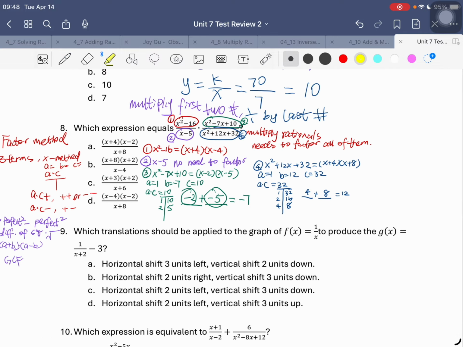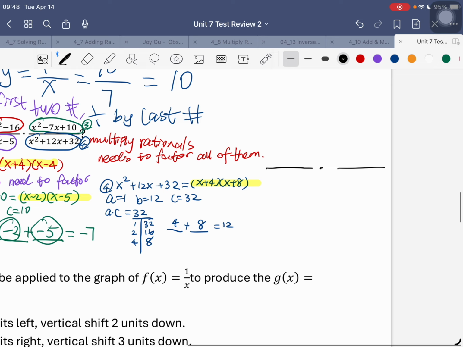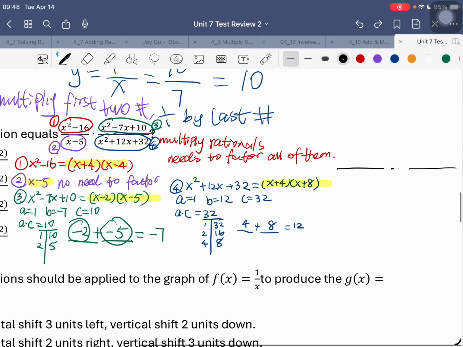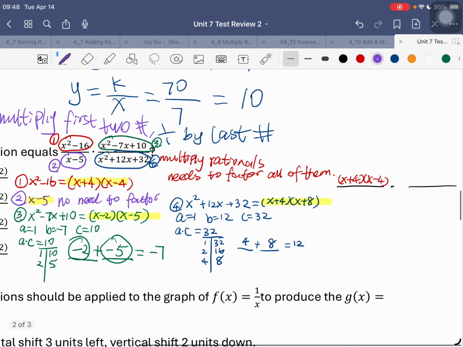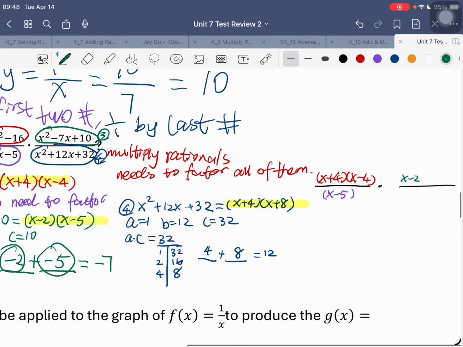Okay, now I have found how to factor 1, 2, 3, and 4. I can put them back together. So the first one is x plus 4, x minus 4. Second one, x minus 5. Third one, x minus 2, x minus 5. Fourth one, x plus 4, x plus 8.